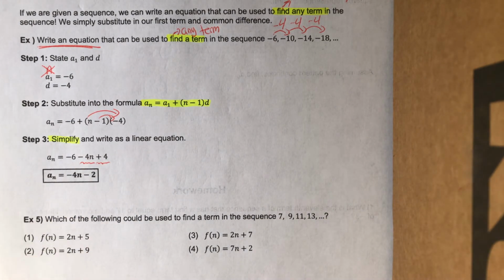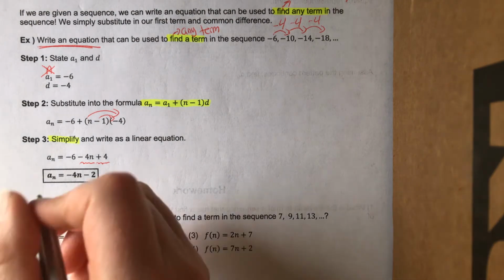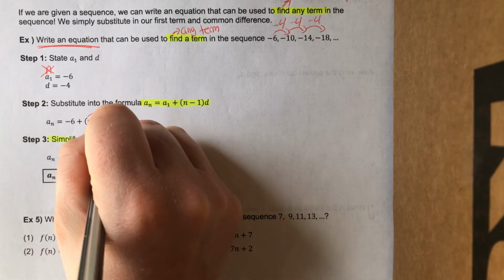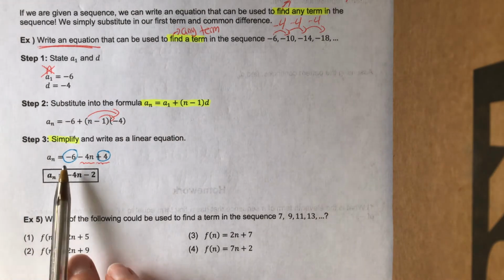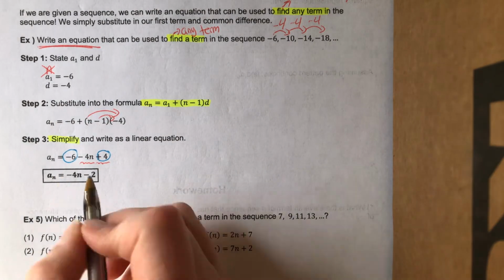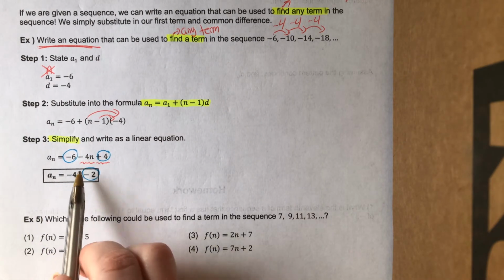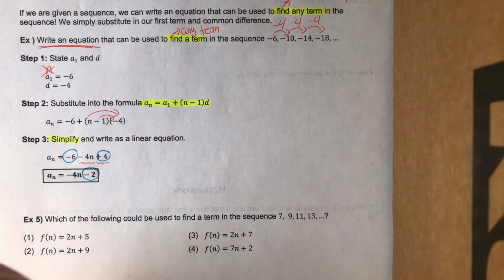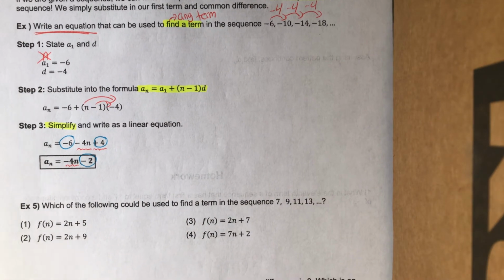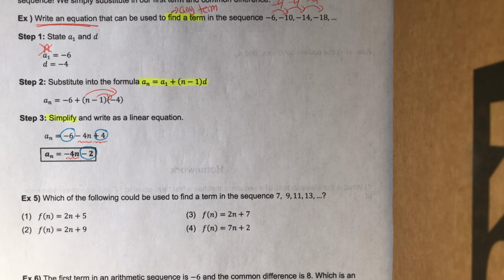It doesn't go anywhere. And now I'm going to go ahead and combine my like terms. So anytime I have a number, I can always put those together. So negative 6 plus 4 is negative 2. And then I just bring down that negative 4n. And then we're ready to go.